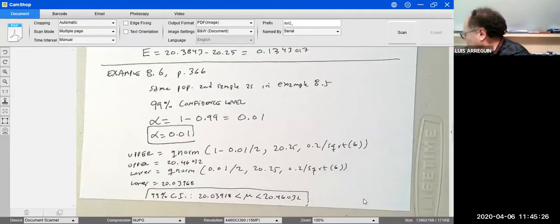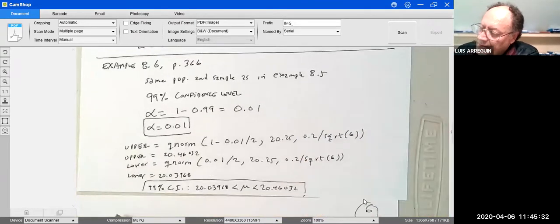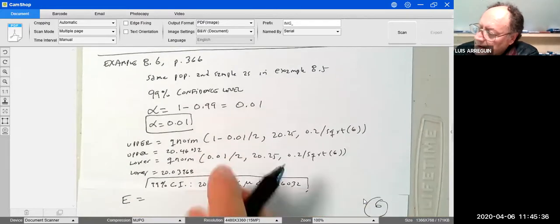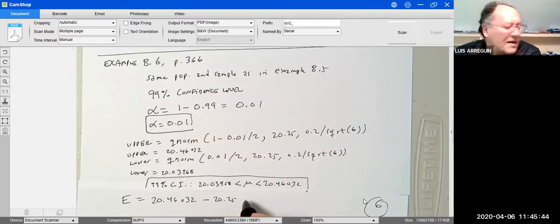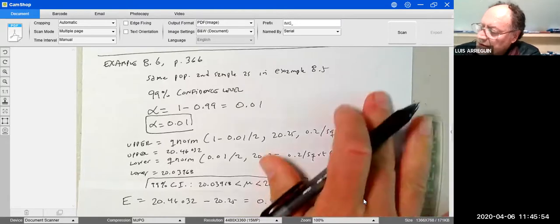And to compute the margin of error, you know that you need to subtract the mean from the upper value. So the margin of error for this problem is going to be 20.46.32 minus 20.25. So you're going to find that in this case we're going to get 0.2103156. So let's summarize the results.